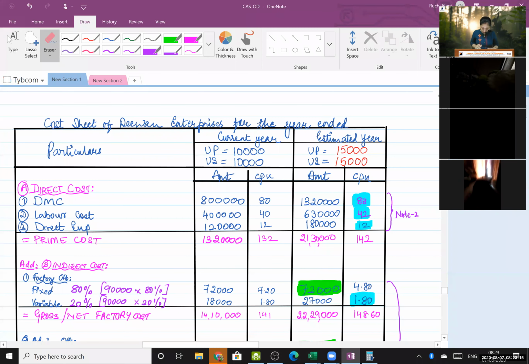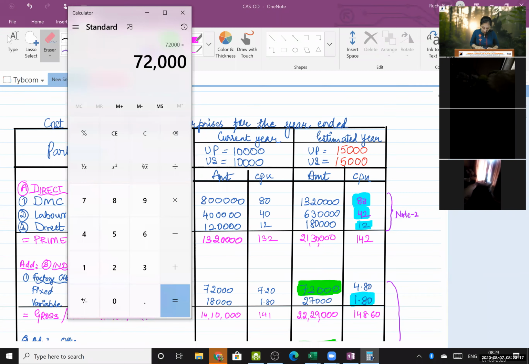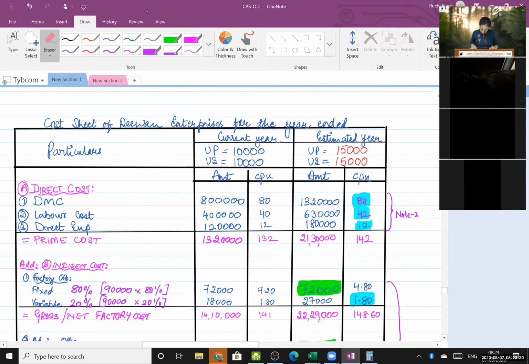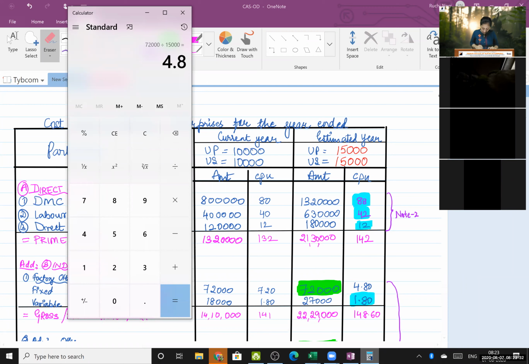Okay. Then 72,000 divided by 15,000 units produced. So the answer is 4.8. Do it simultaneously, the CPU amount. Okay. Next, variable factory overheads 1.8 multiplied with 15,000, 27,000.